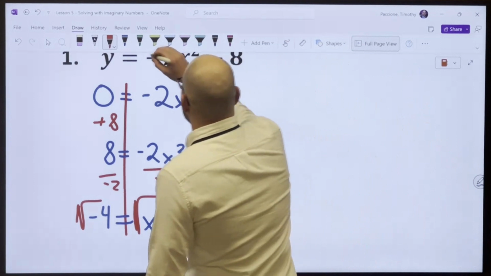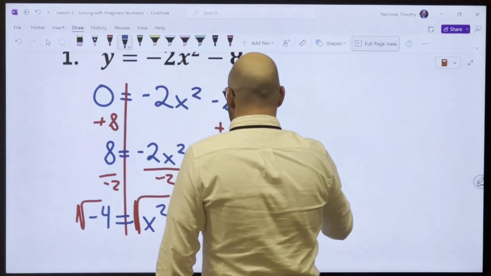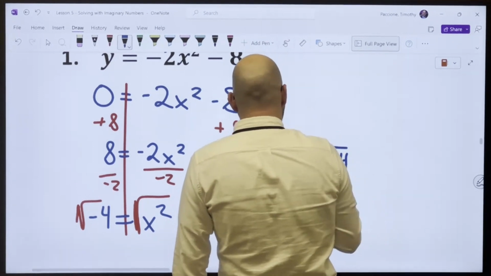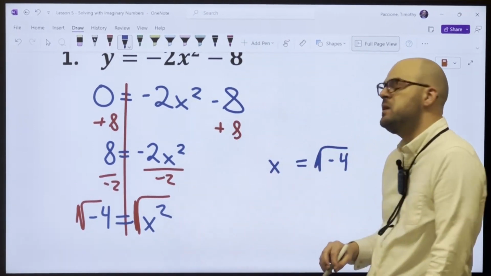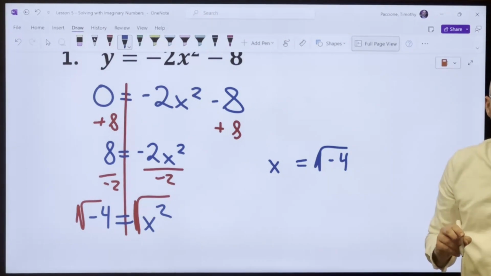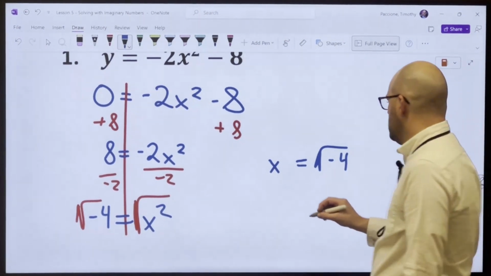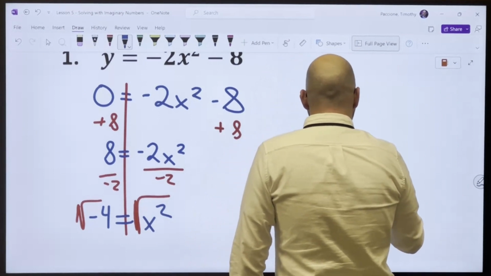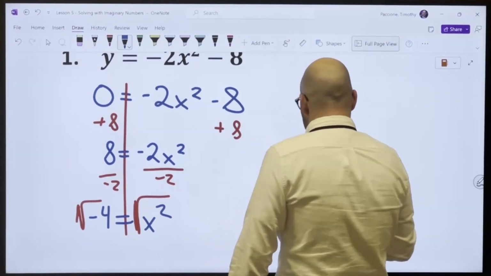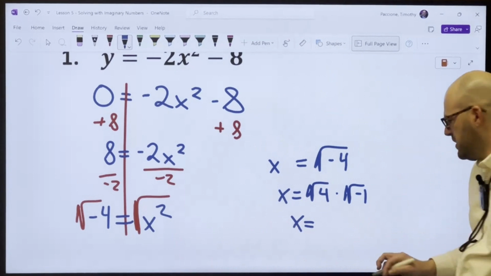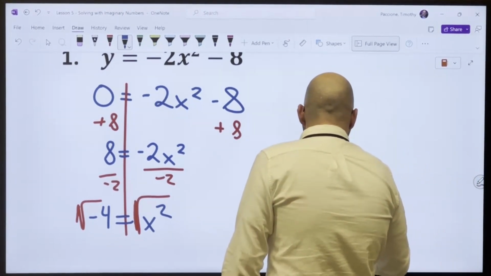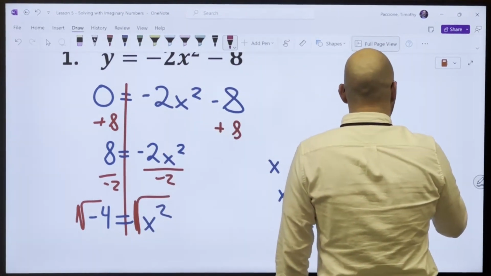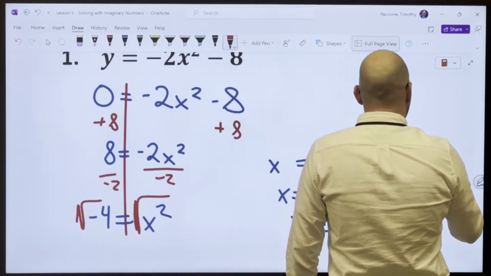All right, so this becomes x equals the square root of negative 4. And then what happens? Yep, so x equals square root of 4 times square root of negative 1. X equals plus or minus 2i. And how many solutions do we have and what type? 2 imaginary solutions.